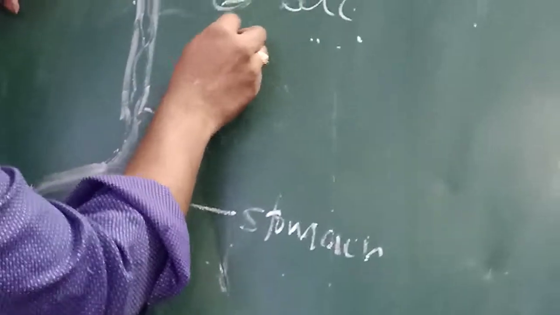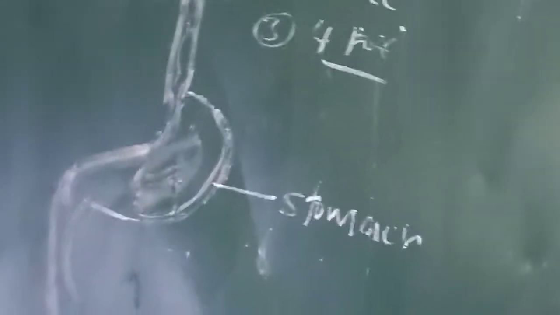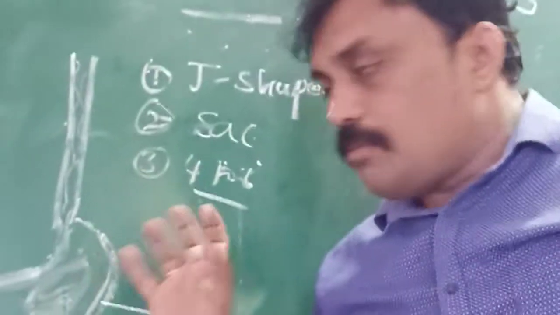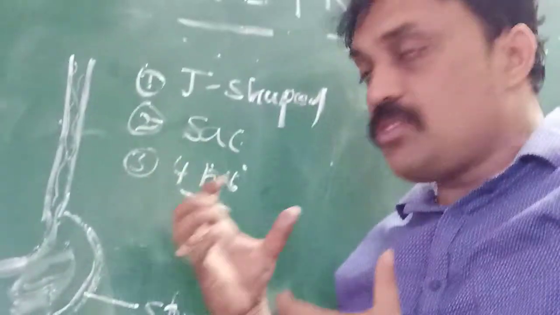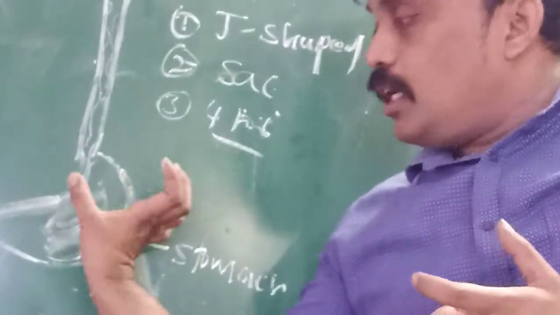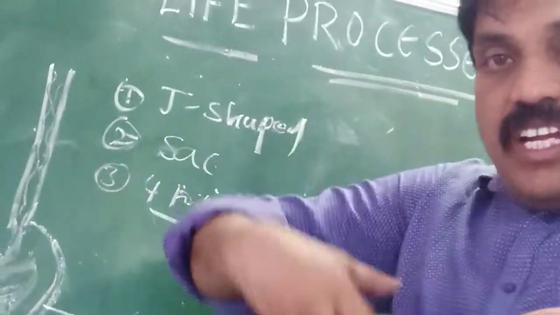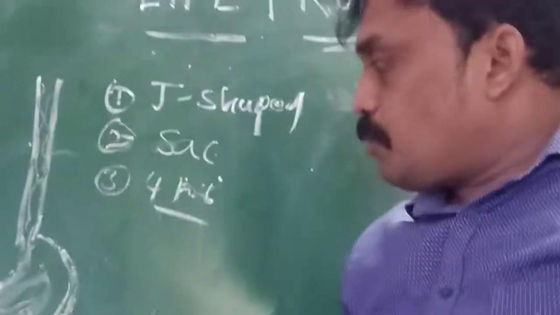In the stomach, food is stored for 4 to 6 hours, depending on the food. For example, fatty food will be stored for more time. Even for minimal food, it will be stored at least 4 to 6 hours. The stomach is a bag-like structure, and whatever we eat is stored in it.